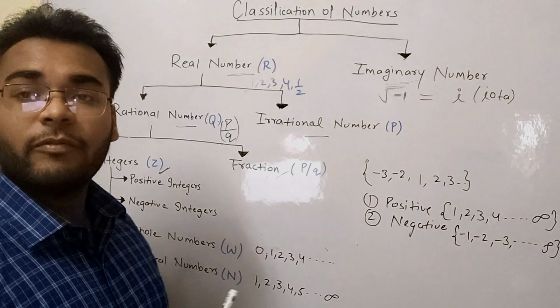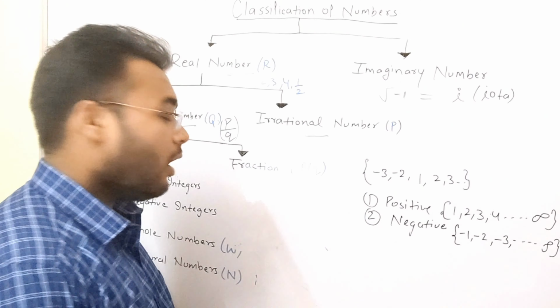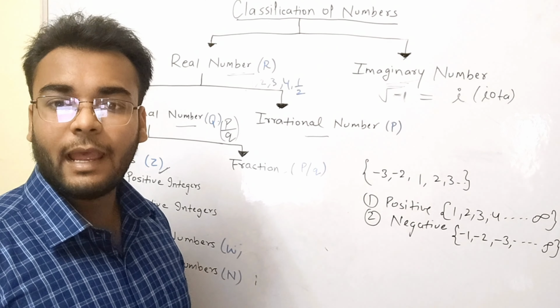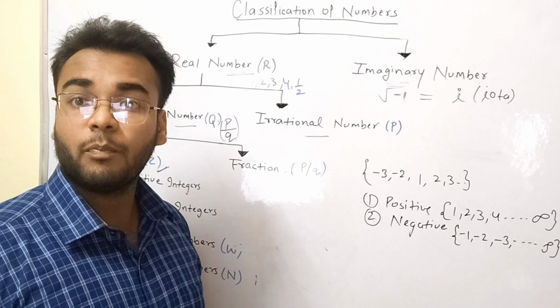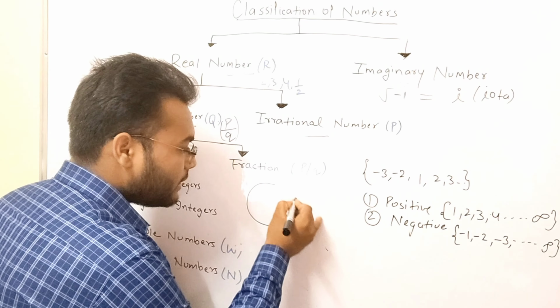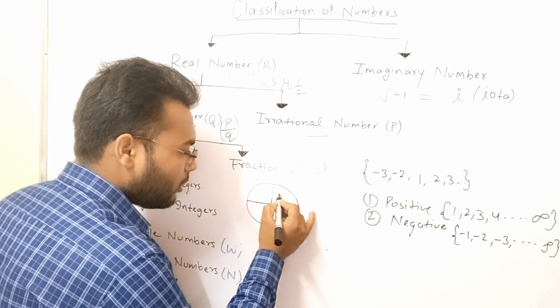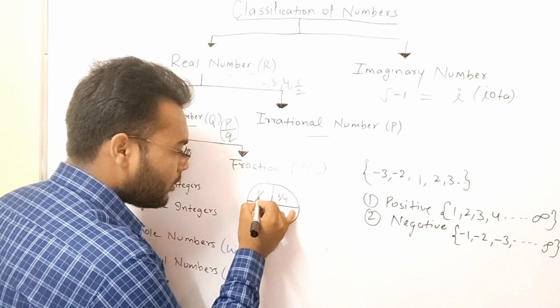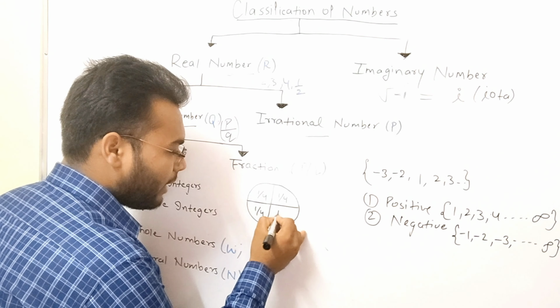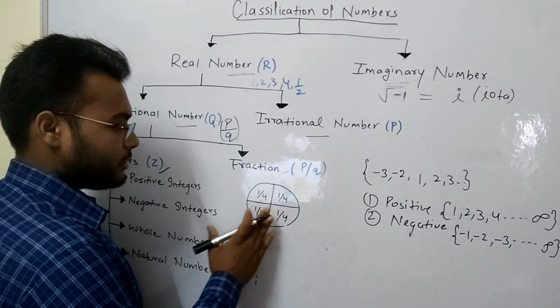And next we are coming to the fraction. What is fraction? A fraction is defined as the number that represents a part of a whole. What it means? Suppose there is a whole, and a fraction is defined as a part of a whole. That is 1 by 4, 1 by 4, 1 by 4 and this is 1 by 4. This is called fraction.